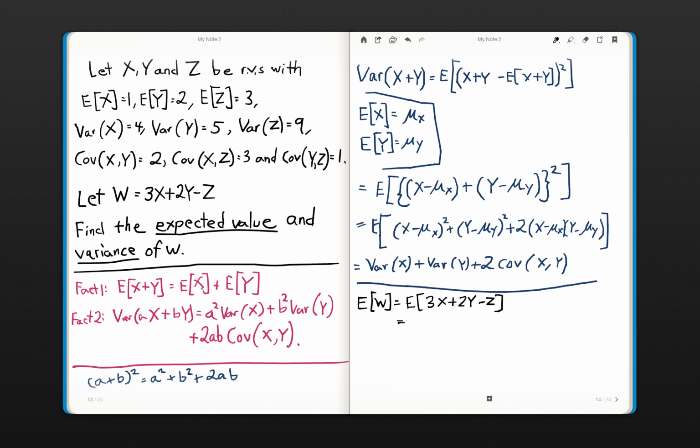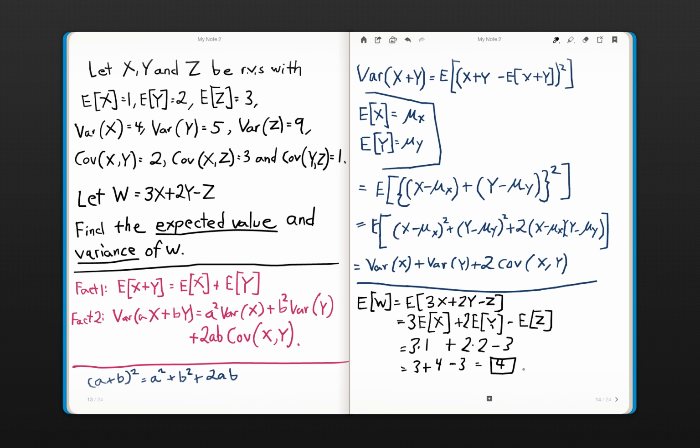Now, I guess I didn't really show you in this formula, but the constants, the a's and b's that you represented here, can actually be pulled out front. So this is just 3 times the expected value of x plus 2 times the expected value of y minus the expected value of z. Now we can plug in our data that was given to us. 3 times the expected value of x, which is 1, plus 2 times the expected value of y, which is 2, minus the expected value of z, which is 3. So we're just left with 3 plus 4 minus 3, and 4 is our answer for the expected value of w.